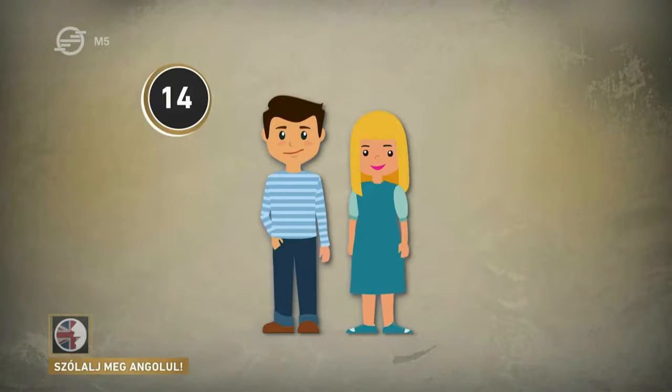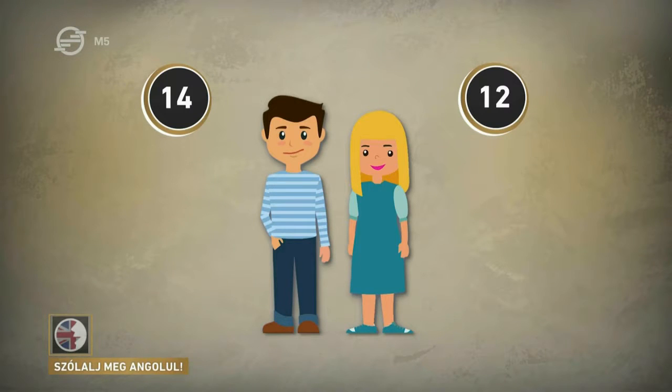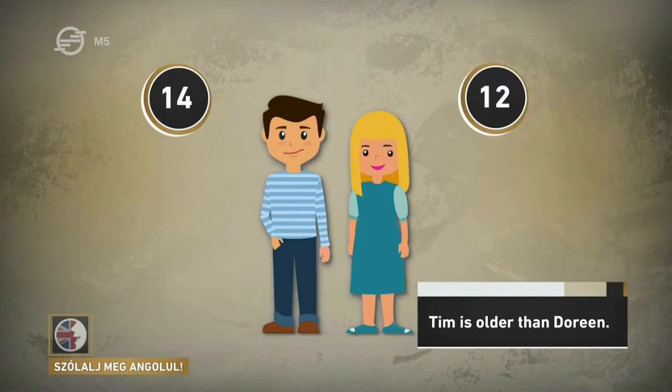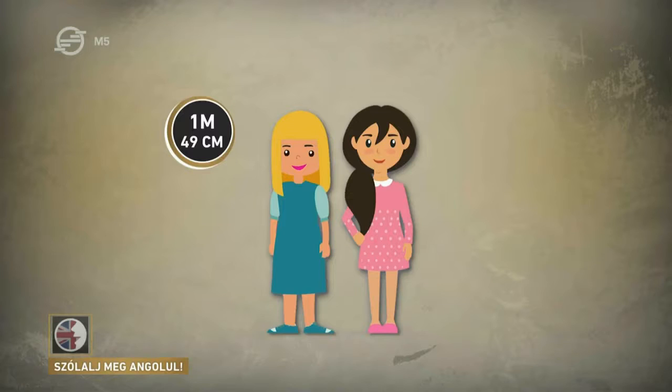Okay, we're on a roll. Tim is 14 and Doreen is 12. So Tim is older than Doreen. In fact, Tim is older than John and Elizabeth and Doreen. Great. Now, let's have a look at Doreen.